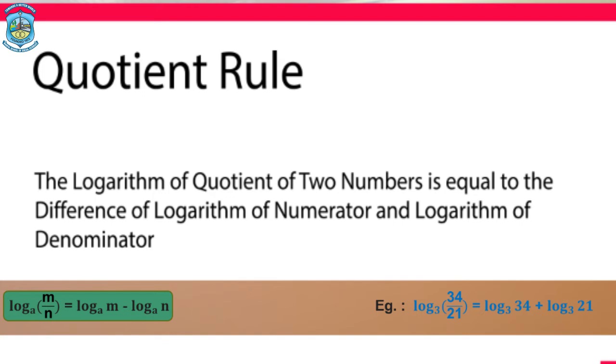For example, we have log of 34 upon 21 to the base 3. We can write it as log of 34 to the base 3 minus log of 21 to the base 3. Here, this division problem has been converted into a subtraction problem.